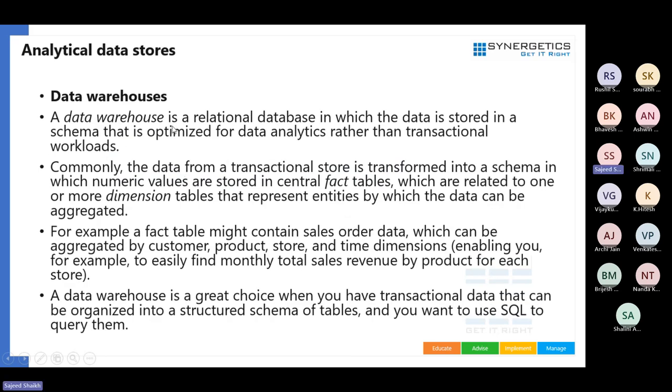So data warehouse, we saw what it is. It's a relational database in which the data is stored in a schema that is optimized for data analytics rather than transactional work. The data from the transactional store is transformed into the schema in which numerical values are put into fact tables, which are related to one or more dimension tables for aggregation purpose. So for example, a fact table may contain sales order data, which can be aggregated by customer-wise sales order, product-wise order, store-wise order, date-wise order, etc.